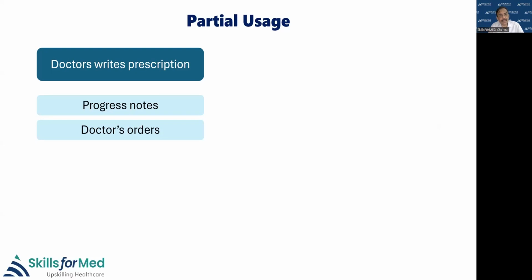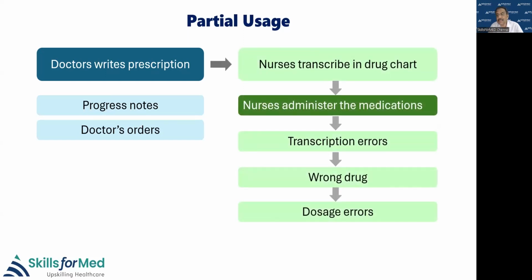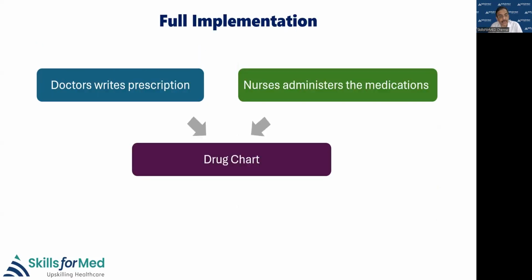So where the doctors still continue to write in the progress notes in doctor's orders, then the nurses will transcribe that in the drug chart and then administer the medication. This also leads to errors, mainly transcription errors. And because of this, wrong drugs can be given, dosage errors happen, and many other errors happen. So partial usage is better, but still it is not 100% accurate. So you need a full implementation where doctors write the prescription in the drug chart and the nurses administer the medication using the drug chart. So that is a full implementation which needs to be done.